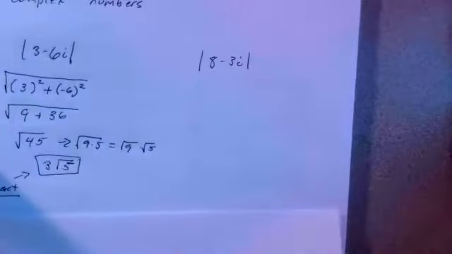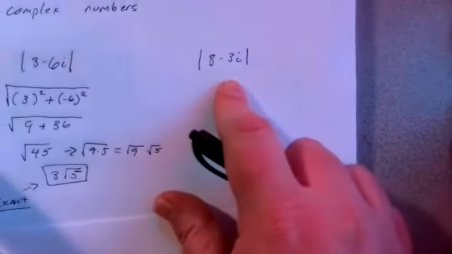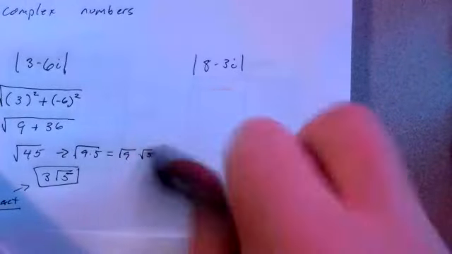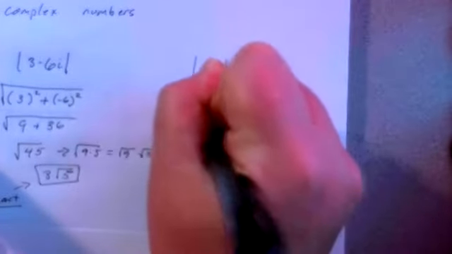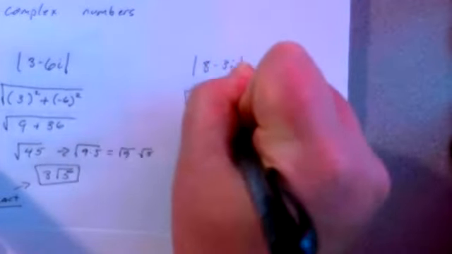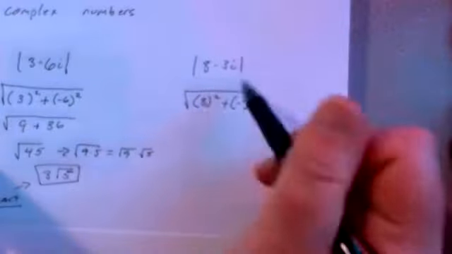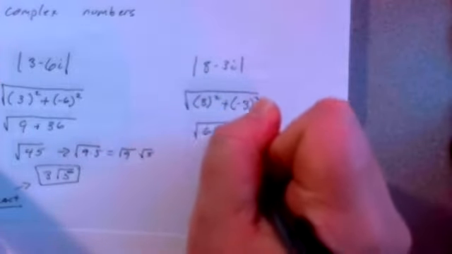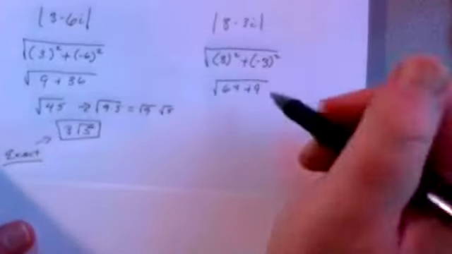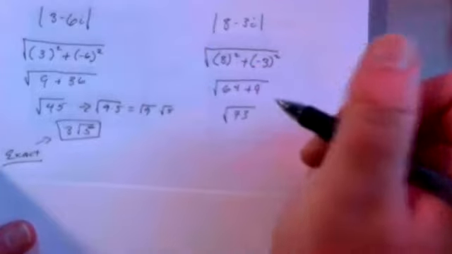All right, let's take a look at the next one. The absolute value of 8 minus 3i. So plug it into our formula: 8 squared plus negative 3 squared. So we get the square root of 8 squared, which is 64, plus negative 3 squared, which is 9. 64 plus 9, so we've got the square root of 73.